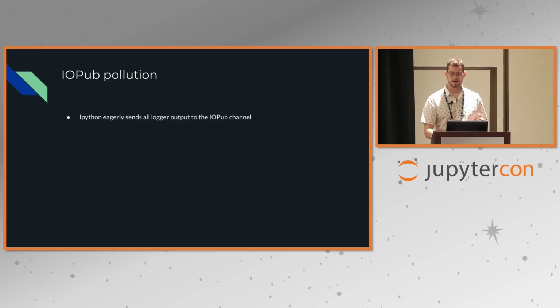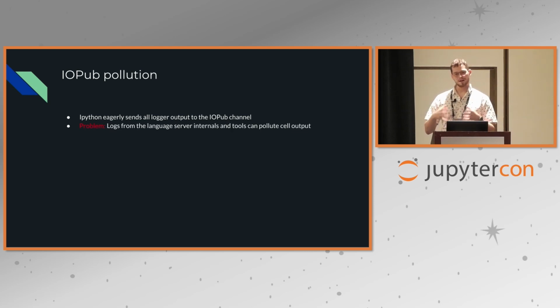And then finally, IOPub pollution. So IPython pretty eagerly sends all logger outputs to the IOPub channel, which then ends up being propagated to the cell output. But logs from our language server internals or any of the various LSP tools that we call can thus end up polluting that IOPub channel, and we don't want user cell execution to have random logging messages from our language server or errors from Ruff or anything like that.